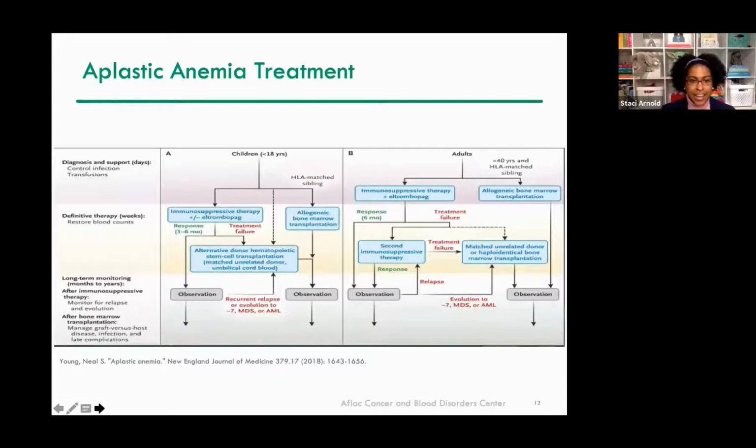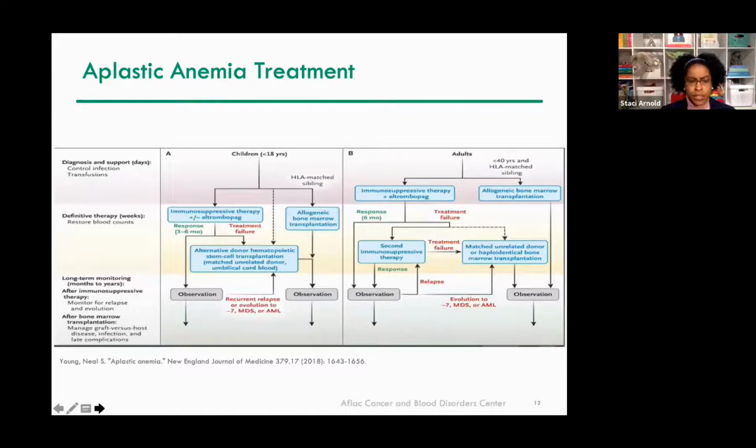So Dr. Hanna used this algorithm to point out and just reference the current paradigm with treatment. So in anyone under the age of 40, if you have a brother or sister that is a perfect match, we recommend going to matched sibling donor transplant up front because that has the best outcomes. And that's depicted here and here. For those who do not have a full sibling or do not have a full sibling that's a match, the current guideline is to pursue immunosuppressive therapy. And depending on your age, that also could include eltrombopag.